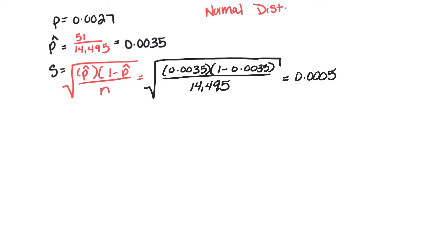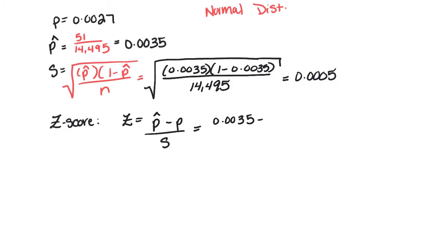So now that I have p hat and my standard deviation, I can calculate the z-score that I need in order to run a normal distribution. My z-score is my sample proportion minus my population proportion, all divided by my sample standard deviation. Since I have those values already calculated, I can set that up by saying 0.0035 minus 0.0027, all divided by my standard deviation for my sample, which is 0.0005.